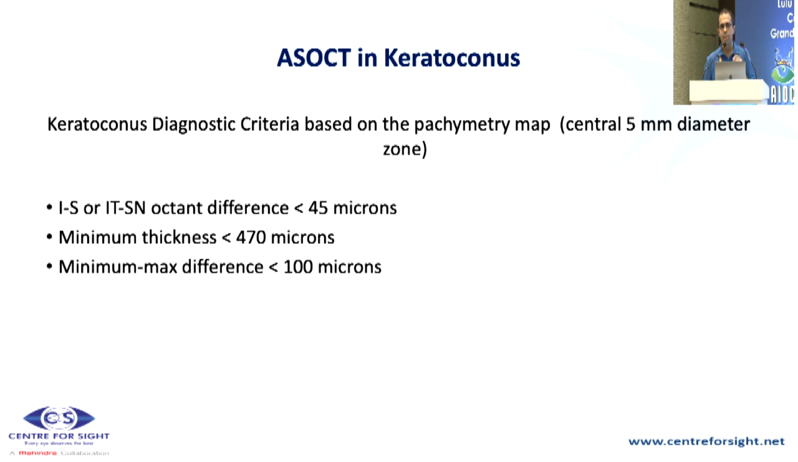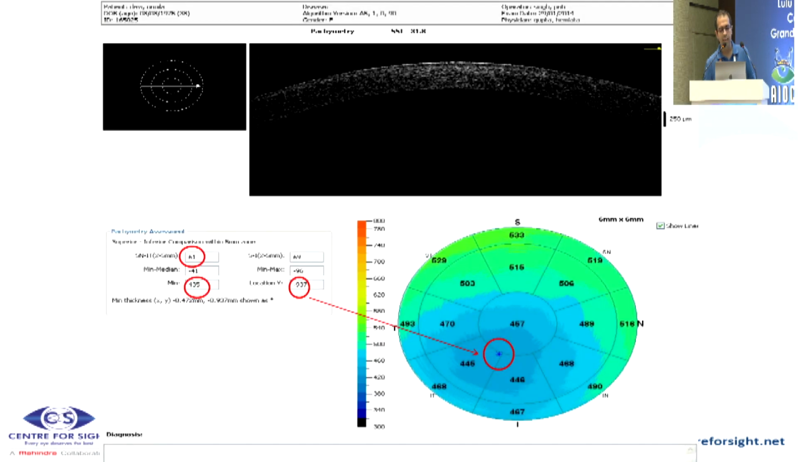For keratoconus, yes, it is a very important modality to help us show where the cornea is thin, where it is thick, and also very importantly the thickness of the epithelium layer. That is also coming up now. If there is an inferior-superior or IT and superior octant difference of less than 45 microns, it is very important for diagnosis. I won't go into details, but yes, this is a scan of the cornea.